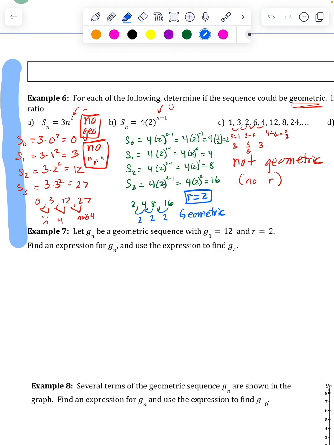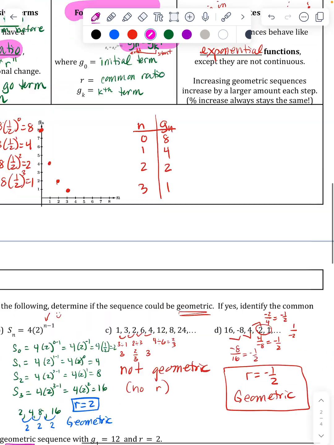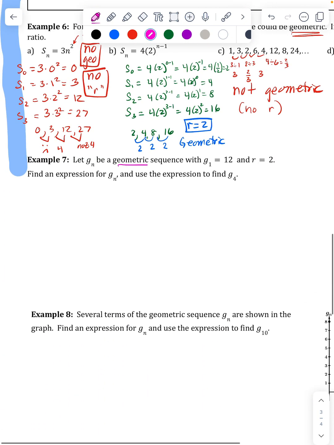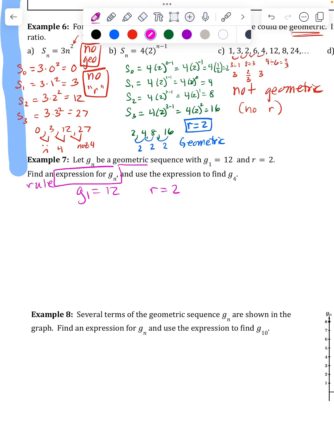Let G be geometric. So when you're reading, you have to be careful because they're mixed together in the same unit. So now I'm thinking, okay, I'm using these formulas and it's telling me G1 is 12 and R is 2. I need the expression. That's the rule. That's the formula. And then secondly, as a second step, I'll go back and use my rule, formula, whatever you want to call it, to find G sub 4.